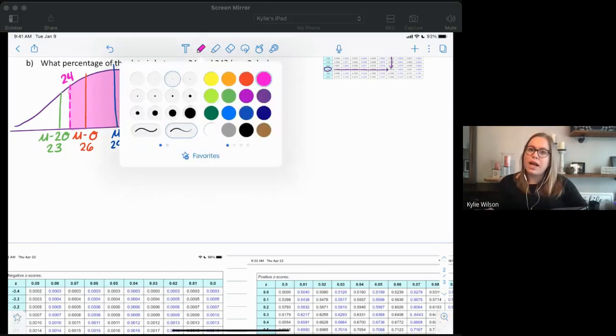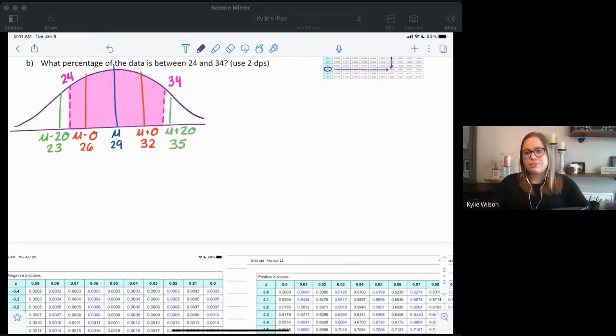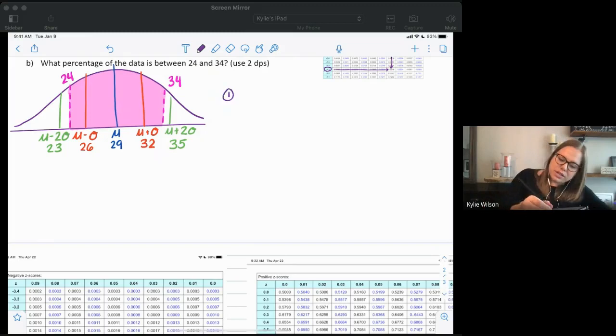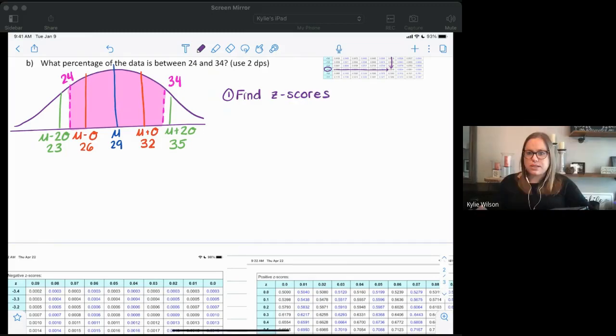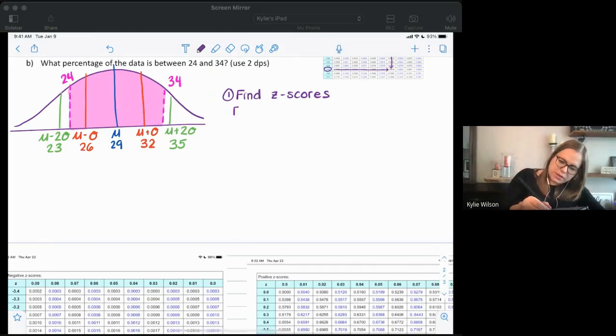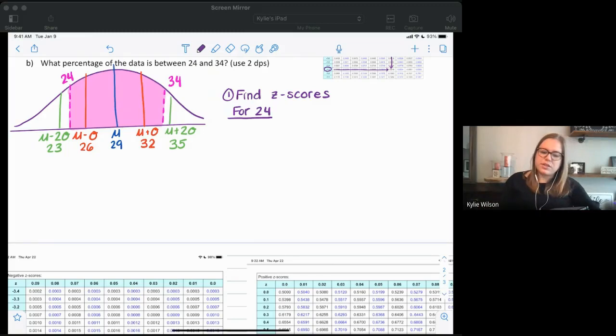The reason we have to do that is we need to determine how far away these data points are from the mean in terms of standard deviations. So we can't just say, okay, that one is 5 points away from the mean. We can't say that. We want to say it in terms of standard deviations. So the first thing that we're going to do is find our z-scores. That's the very first thing. So we'll do that for 24 first. So our z-score for 24.